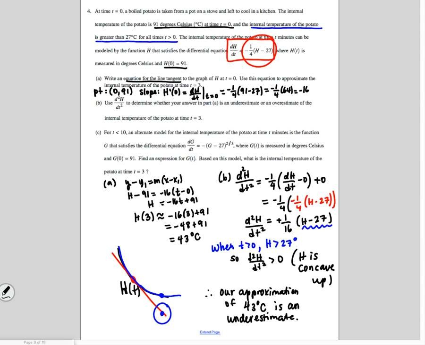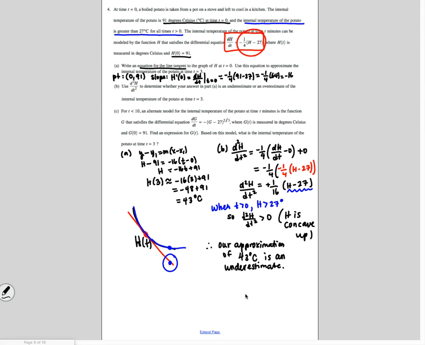All right, so part C, kind of putting this all together. It says for t less than 0, an alternate model for the internal temperature of the potato at time t minutes is the function G that satisfies this differential equation. Okay, so another differential equation, where G of t is measured in degrees Celsius and G of 0 is equal to 91. So another initial condition. Find an expression for G of t. Based on this model, what is the internal temperature of the potato at time t equals 3?